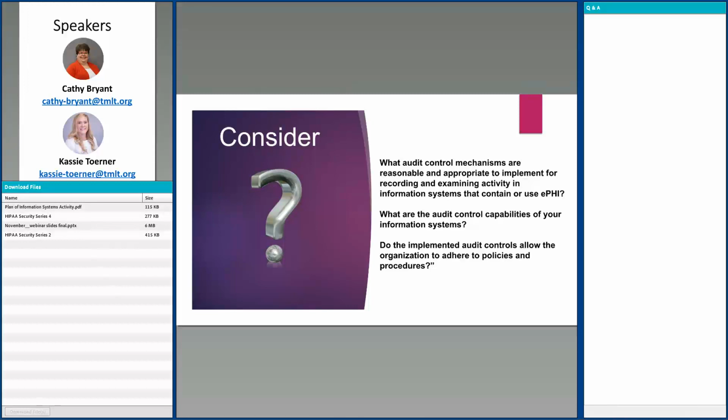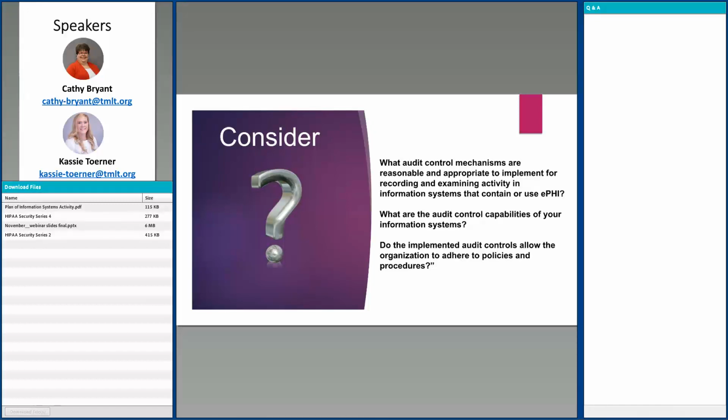So, as we've been saying, what are things to consider? What audit control mechanisms are reasonable and appropriate for your organization? As Kathy mentioned, it's really not one-size-fits-all. It will be unique to your organization, the types of systems, tools and software that you're using, and the type of equipment that you have. And what are the capabilities found within each of those?